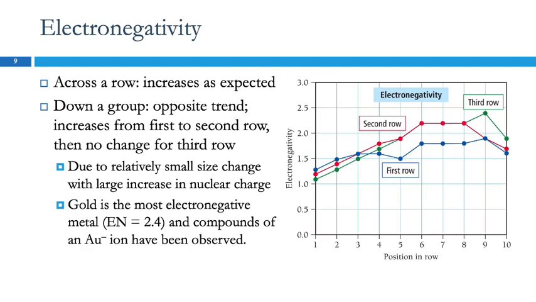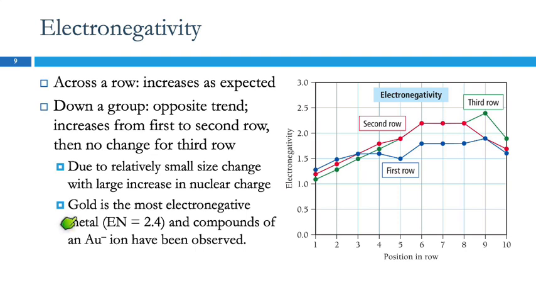Electronegativity is another trend that we looked at. As we go across a row, we expect an increase, and we generally see that. Going down a column, down a group, again, we see an opposite trend. We see an increase from the first to the second to the third in many of these, which is not what is expected. And this is because there's very little size change, but you have an increase in nuclear charge.